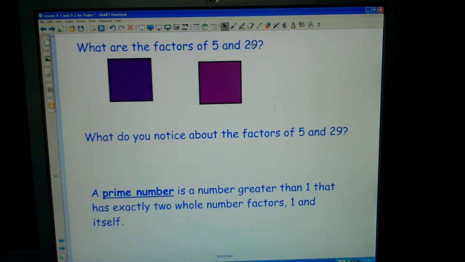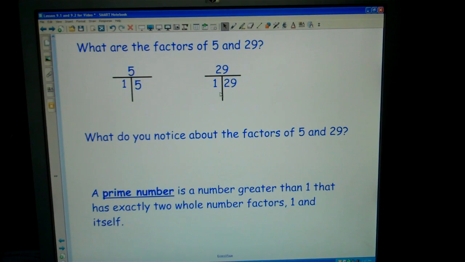Let's move on. Factors of 5 and 29. So I want you to pause the video for a minute and write down what are numbers that go in evenly to 5 and what are numbers that go in evenly to 29. Pause. Alright, you're back now. I hope you were saying the only 2 numbers that go into 5 are 1 and 5. Nothing else goes into that evenly. Okay? 29, we have the same problem.